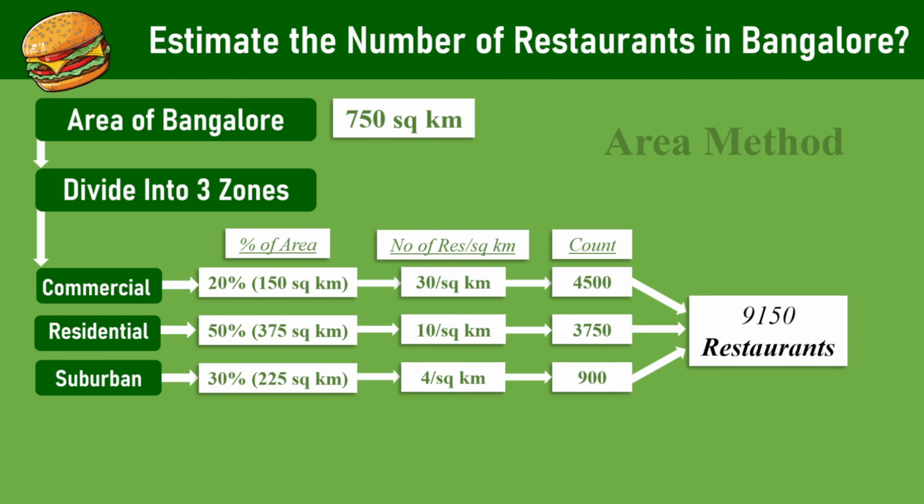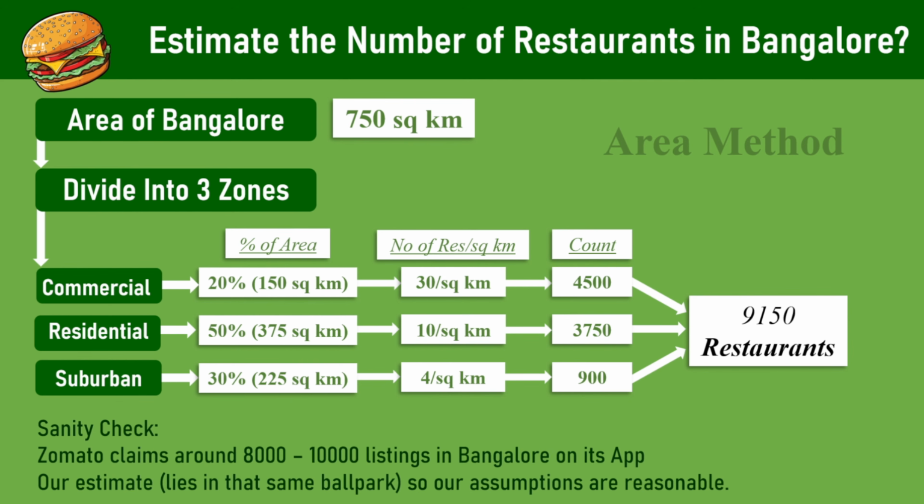But if the interviewer probes you to cross-check your answer, you can do a simple sanity check right there. Sanity check is a quick and basic test to determine whether the estimate found is in the right ballpark or not before investing additional resources into it. So in this case, we can say Zomato has listed around 8 to 10,000 restaurants in the city of Bangalore on its app, which shows our calculations are in the right ballpark.